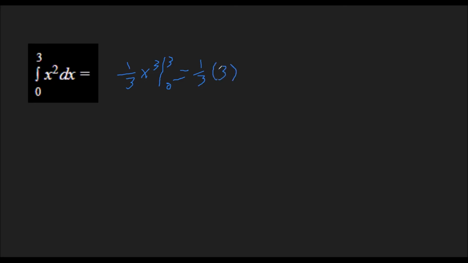So we're going to substitute 3 in for x, and we're going to subtract 1/3 times 0 cubed because we substitute 0 in for x. Now this is equal to 0. This is equal to 9. So this entire integral is equal to 9.